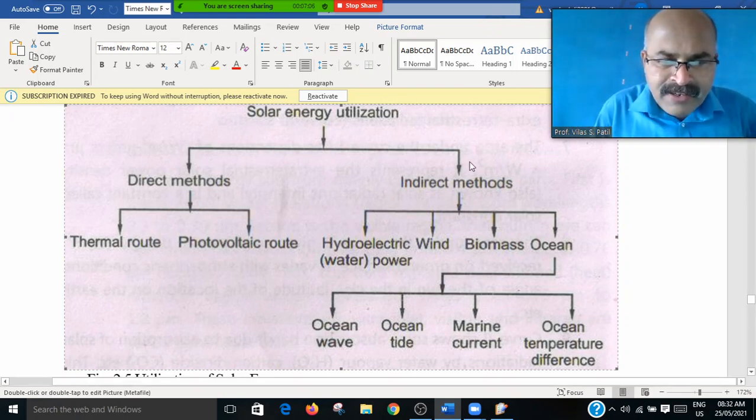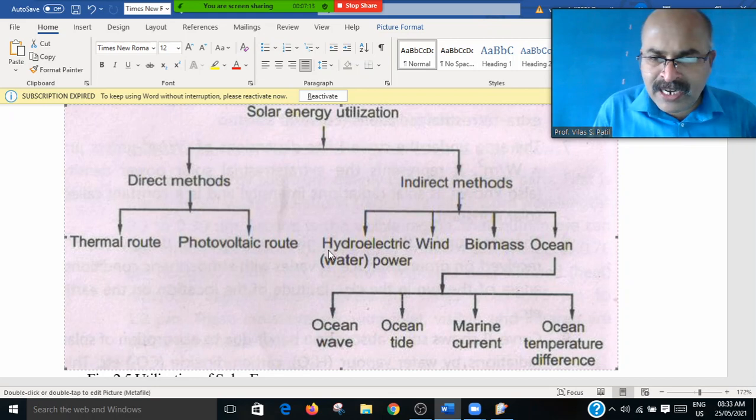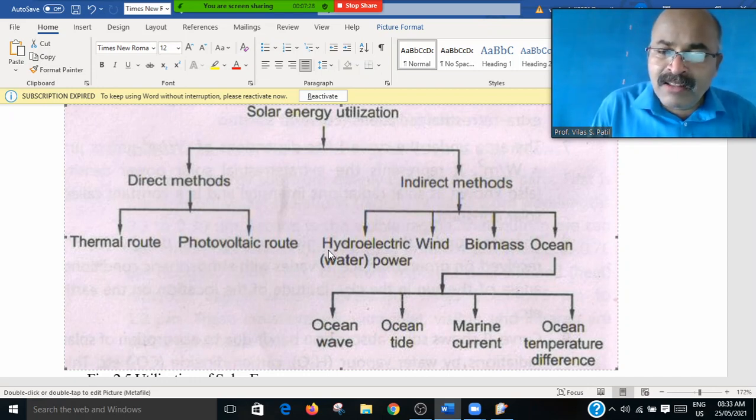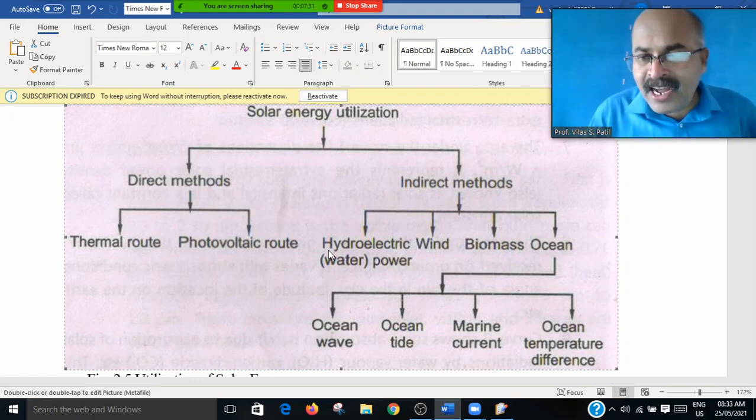Then, due to the indirect method, hydroelectric water power plants are designed. We know that winds are produced due to the sun. Then there is biomass, which is in the form of plants and trees and their leaves, that is the production of carbohydrates. It is due to the process of solar energy, and that is known as the photosynthesis process.